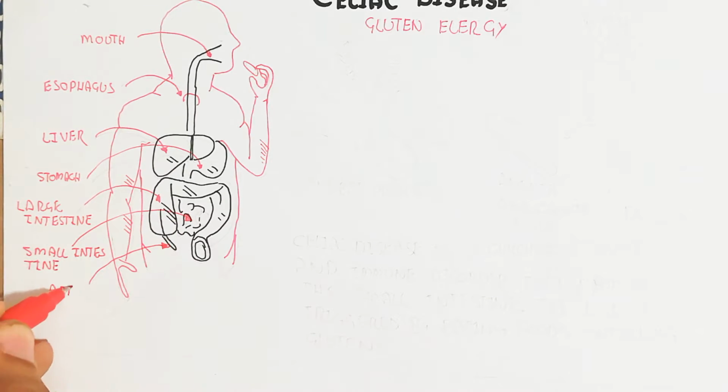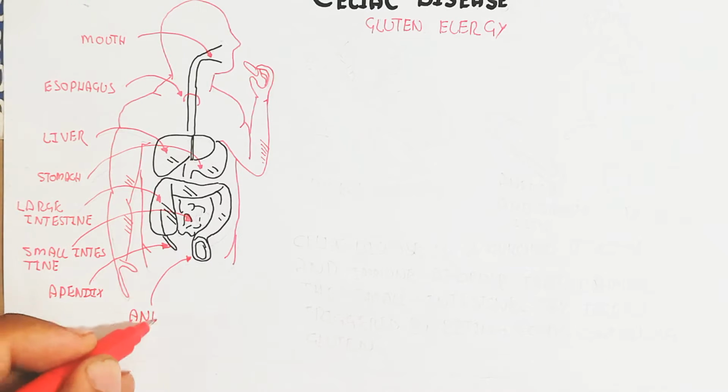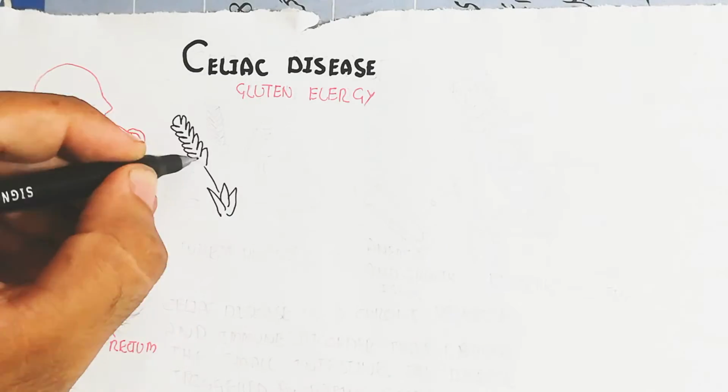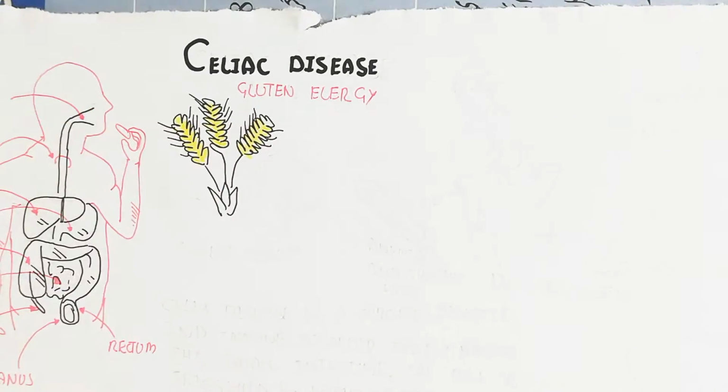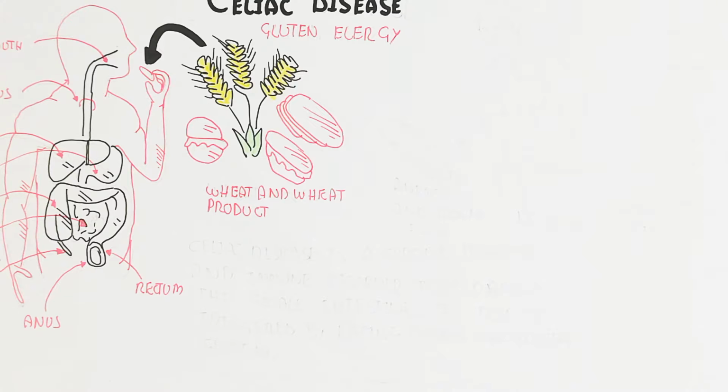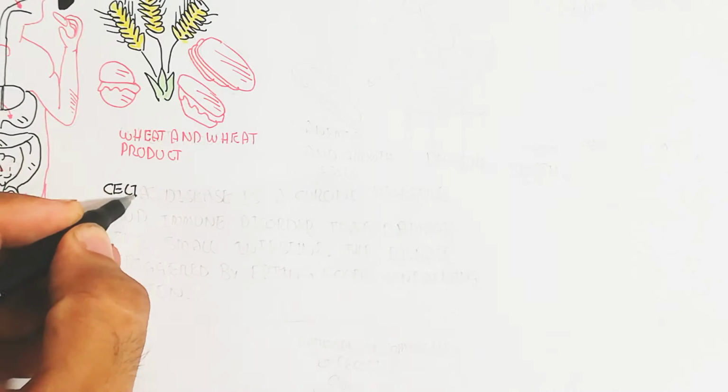So I am recalling again. In this way the sensitive person will be affected by gluten, with an allergic reaction. So how is it possible?